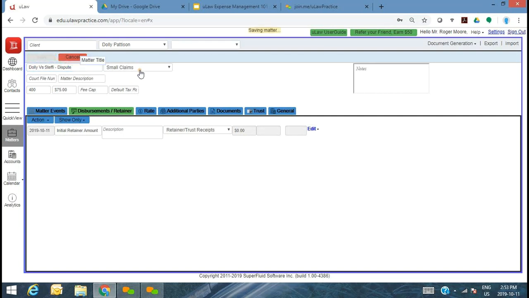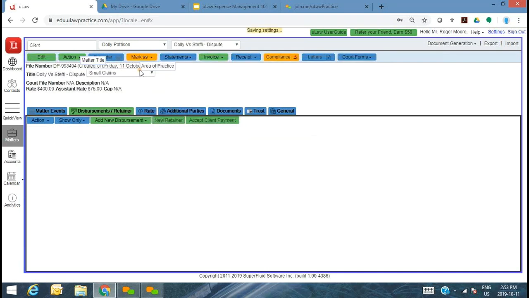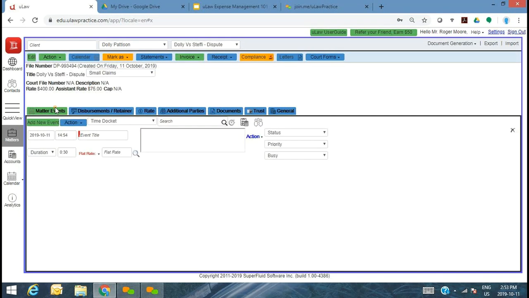And of course, I'm tagging the matter as an area of practice, which captures the revenue where this money is coming from, the category of revenue. Okay, let's say we just signed up an engagement letter. Of course, uLaw provides you with various templates. You could bring in your own templates into the product. You naturally have the dockets that you could start entering, apart from disbursements.